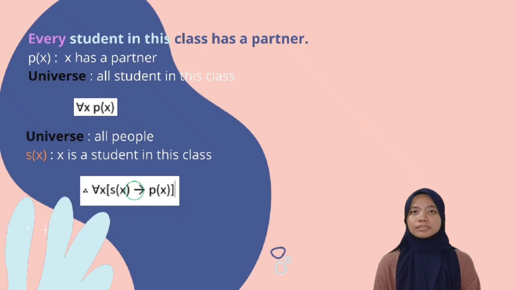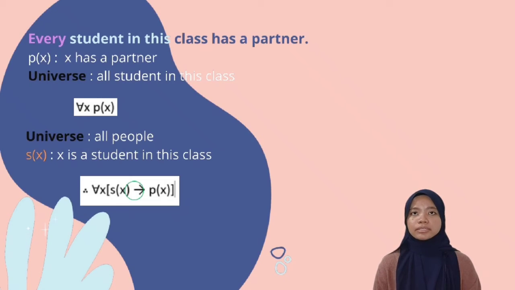Here is an example of universal quantifiers. Every student in this class has a partner. The steps are the same as for the existential quantifiers that I have explained just now. P(x) is x has a partner. The universe is all students in this class. And the simple notation of the statement is for all x P(x). The specific domain is x is a student in this class. So write them into a logical expression: for all x, open bracket, S(x) implies P(x), close bracket.